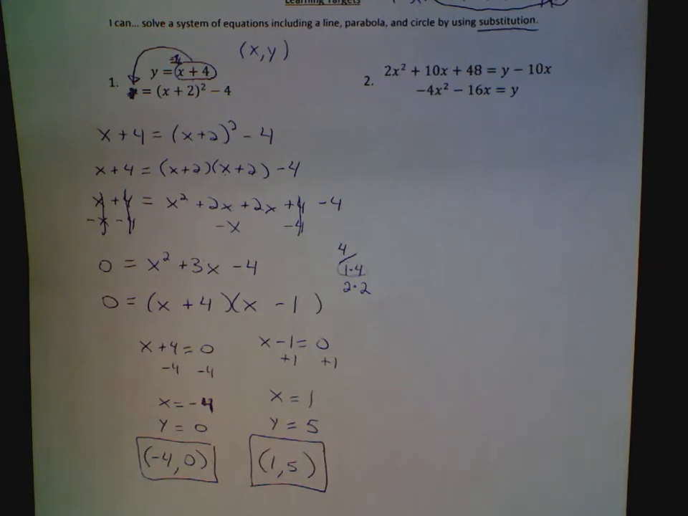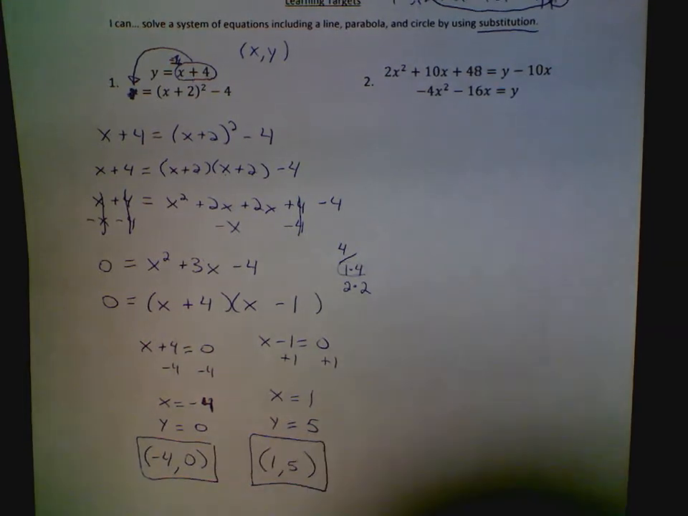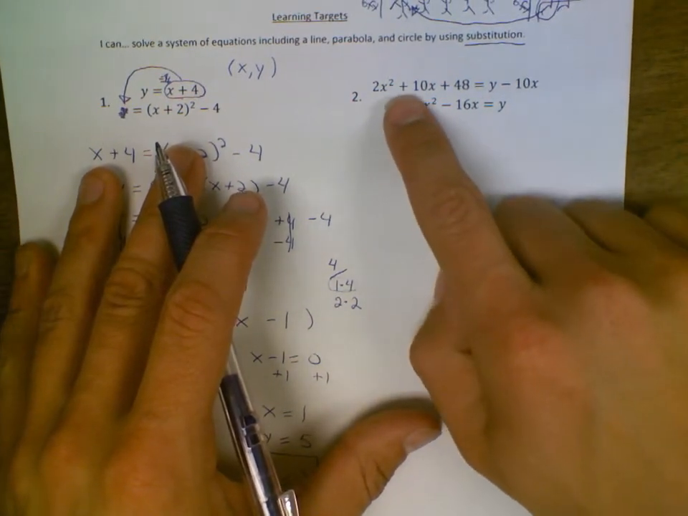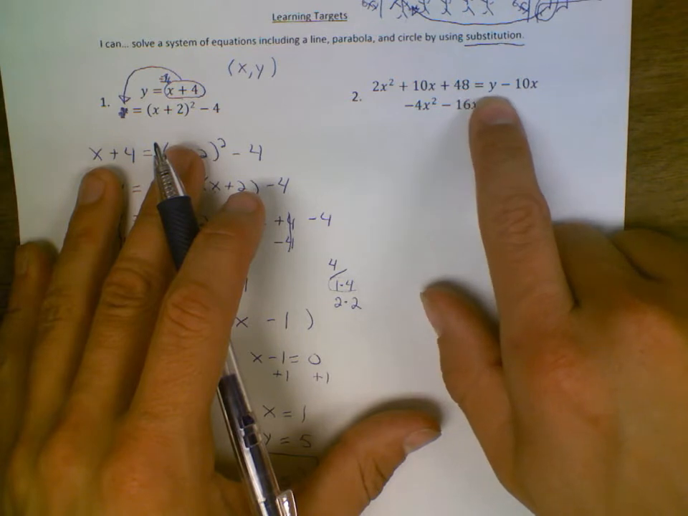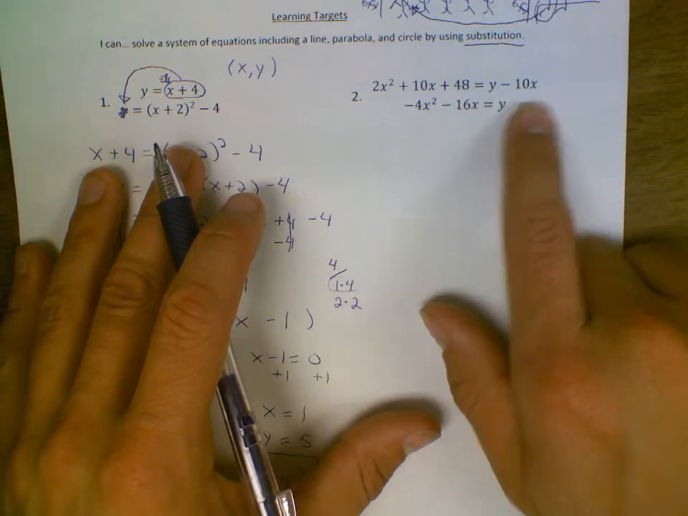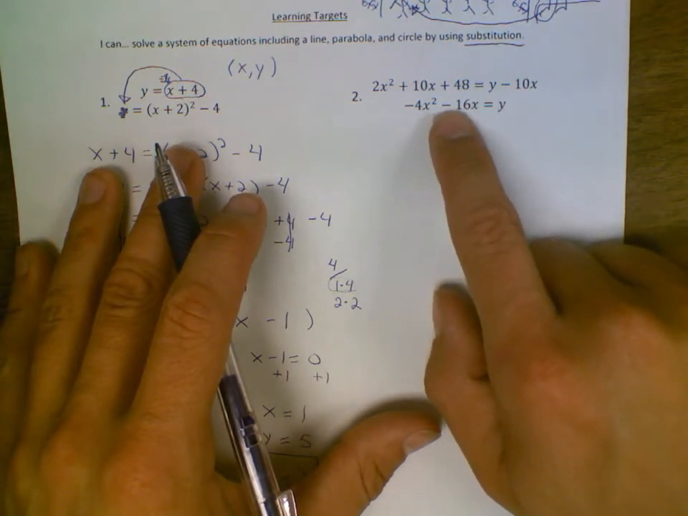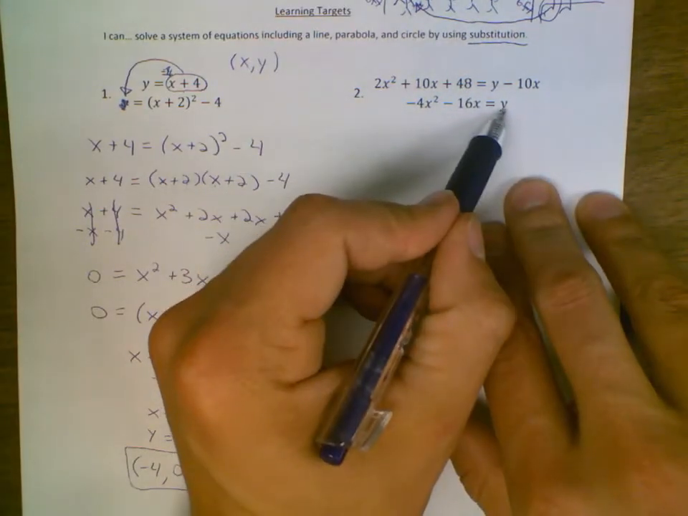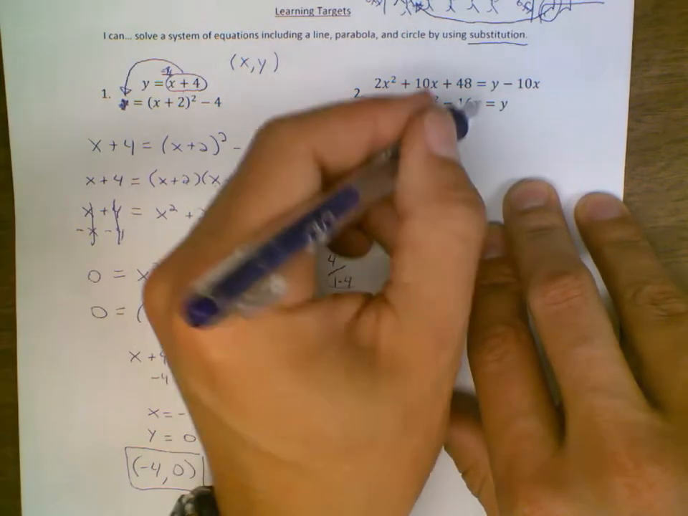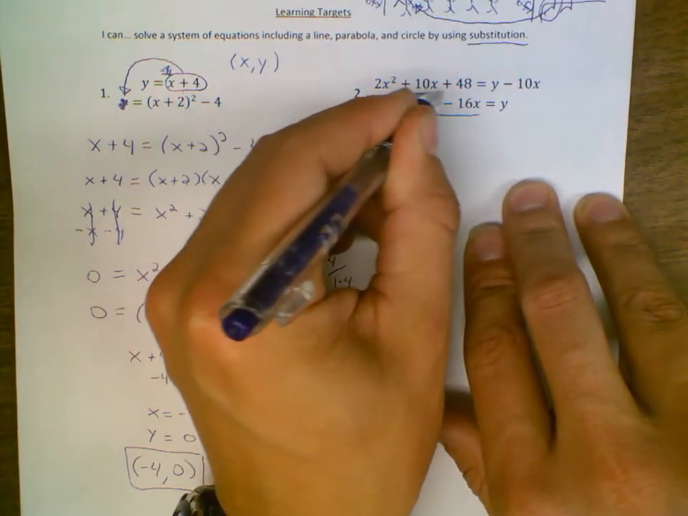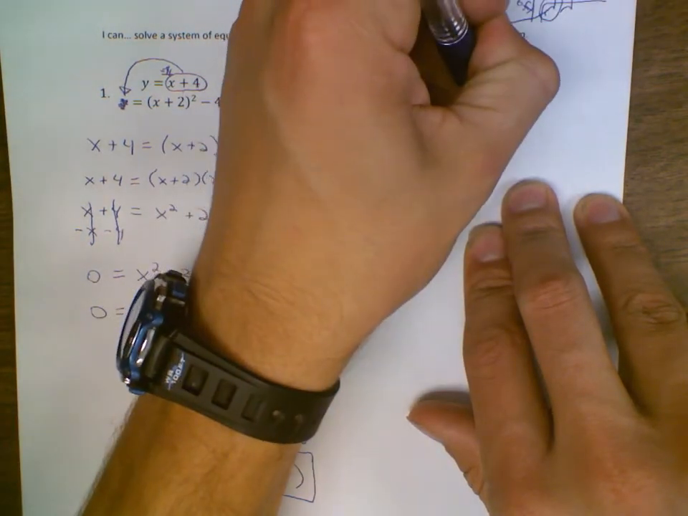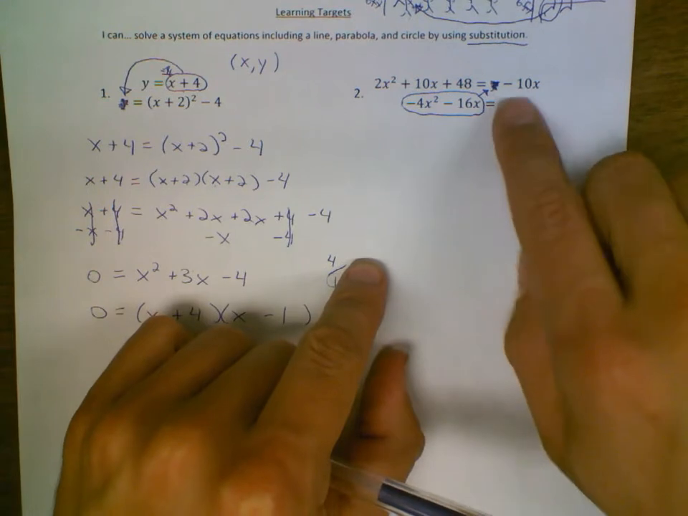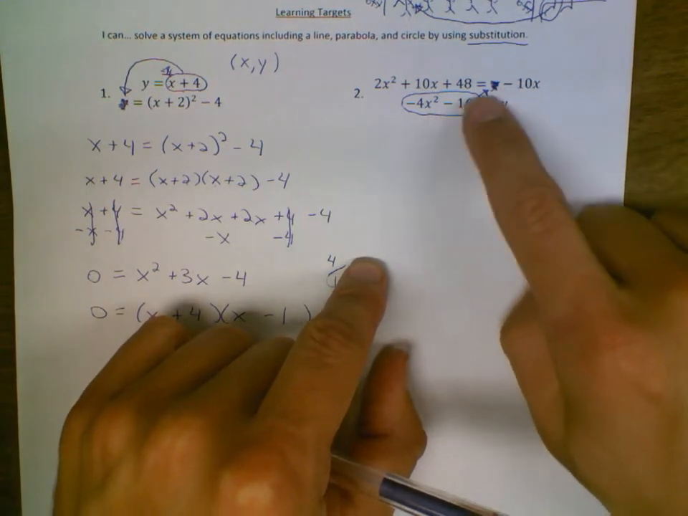All right. Let's go ahead and look at the second example here. In example 2, I have 2x squared plus 10x plus 48 equals y minus 10x. And then the second equation says -4x squared minus 16x equals y. I noticed this second equation is telling me what y is equal to. So I can substitute it in for y in the first equation. I'm going to sub the y in the first equation out of the game, so to speak, and replace it with what y is equal to.